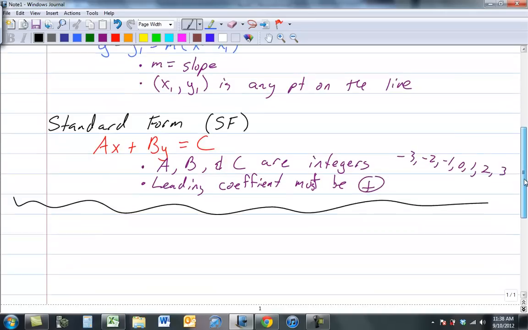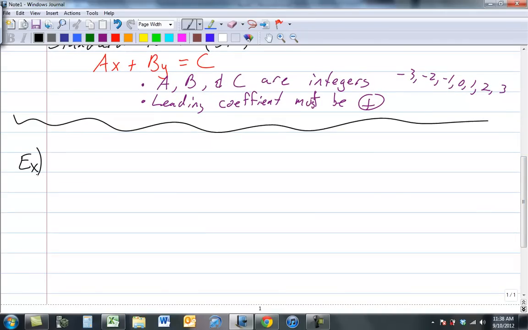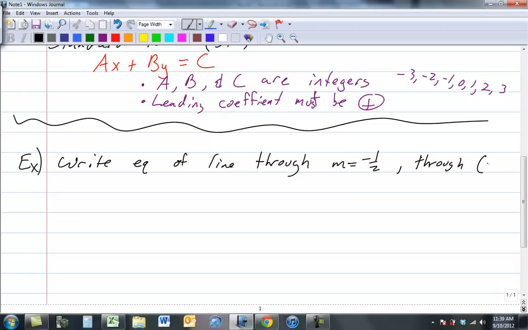Let's do our first example. We're going to write an equation of a line through the point (2, 3) with m equal to -1/2. I jacked that up a little bit. Sorry, y'all. Write the equation of the line if m is -1/2 and it goes through the point (2, 3).